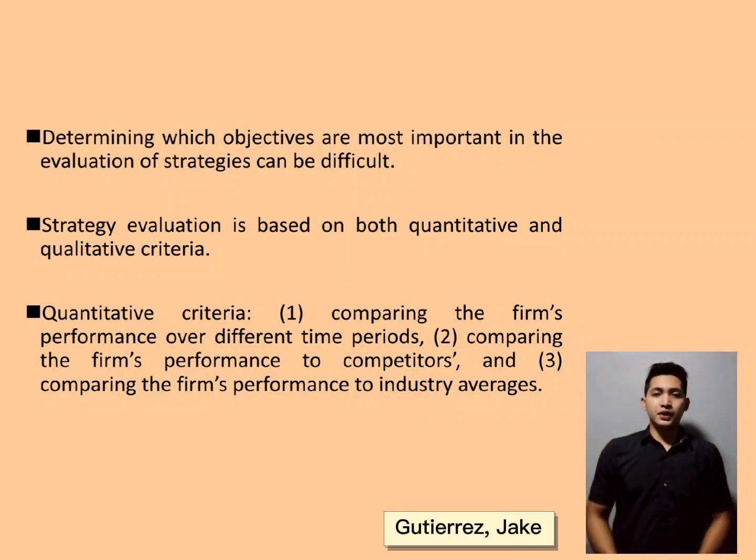Determining which objectives are most important in the evaluation of strategies can be difficult. Strategy evaluation is based on both quantitative and qualitative criteria. Quantitative criteria commonly used to evaluate strategies are financial ratios, which strategists use to make three critical comparisons. First is comparing the firm's performance over different time periods. Second is comparing the firm's performance to competitors. And third is comparing the firm's performance to industry averages.